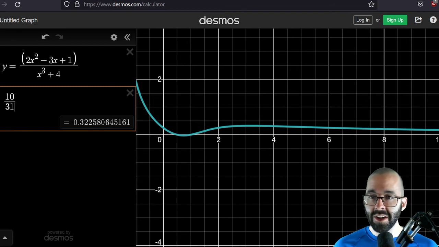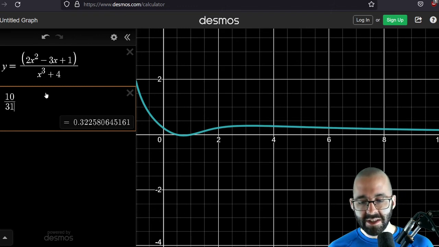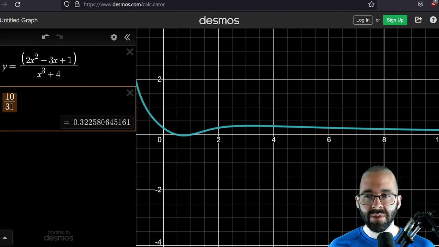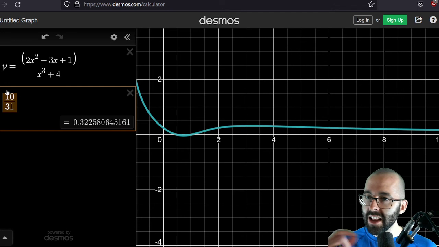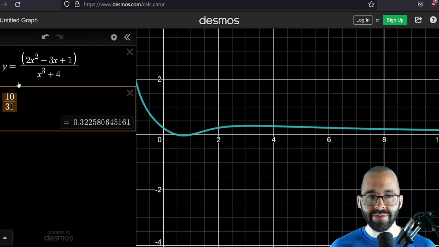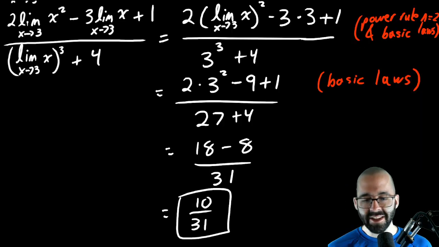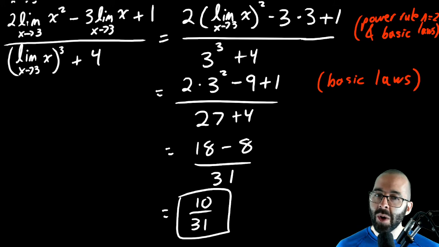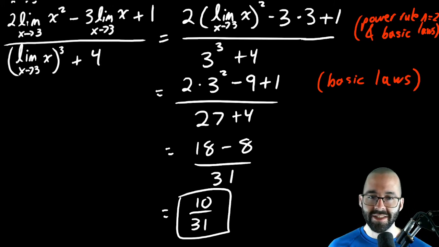10 over 31 is also 0.323. So the function is getting really close to a value. And we calculated that that limit, that value that it's getting really close to, should be 10 over 31. All right. So that's the limit. And that's one way that you can mathematically prove this.